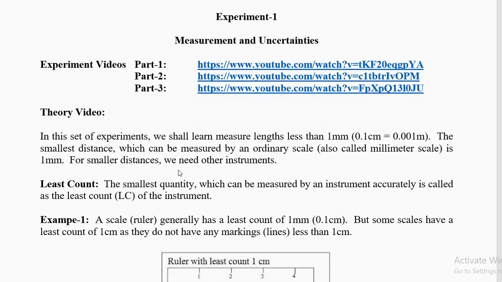Now, in this experiment, we'll be familiarizing ourselves with measurements and uncertainties. Most of the time in an introductory physics laboratory, this is the first experiment where they learn to use certain measuring instruments and do calculations related to the error, which we write as plus and minus.